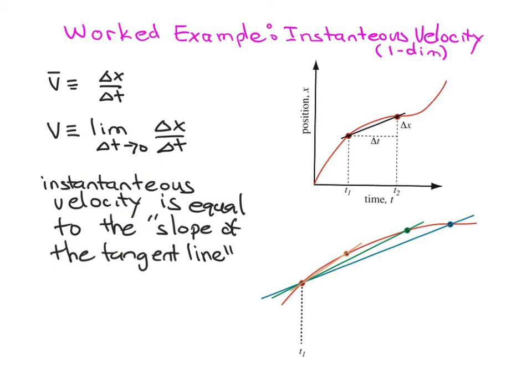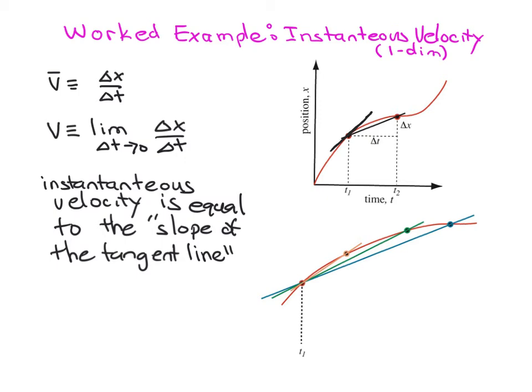So in other words, if you wanted to know the instantaneous velocity of the object at time t1, what you would do is construct a tangent line, a line tangent to the curve.